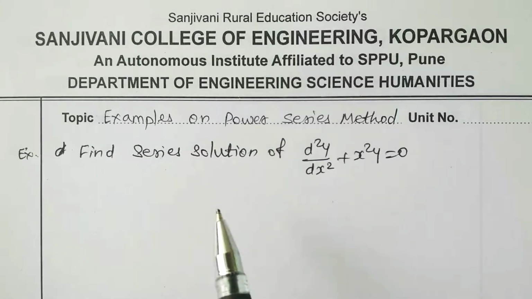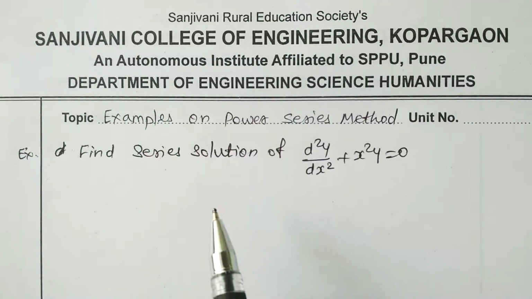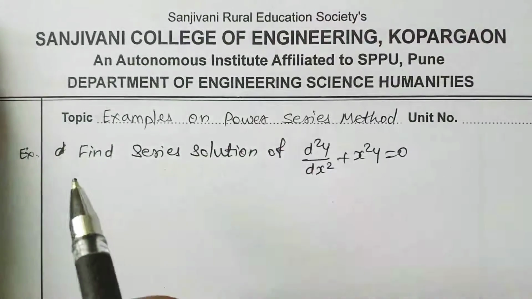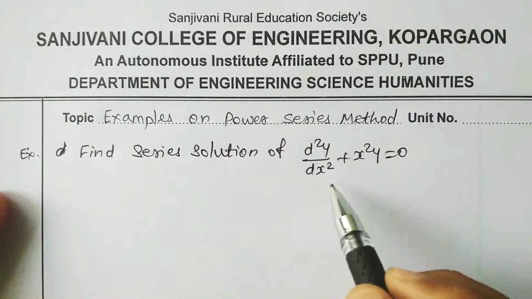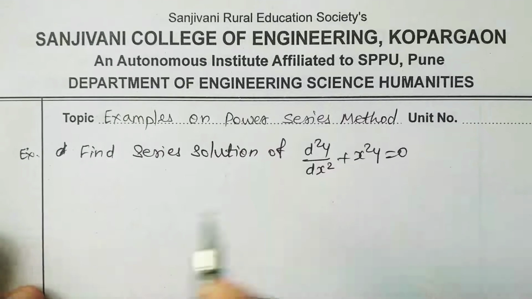Today we are going to solve the examples on power series method. So first example, find series solution of d square y by dx square plus x square y equals to 0.